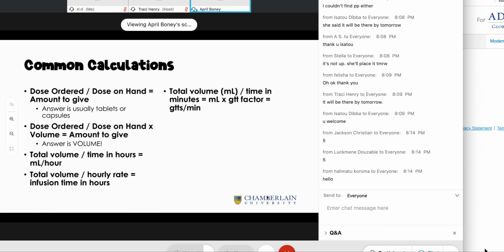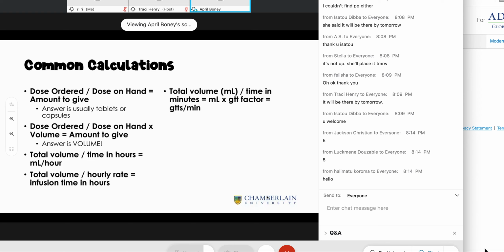So the first one is going to be dose ordered divided by dose on hand. So prescription divided by what's available equals the amount that you're going to give. Now, this answer is usually going to be tablets or capsules, but pay attention to what it's asking you. But typically, this is going to be a number of tablets or capsules.